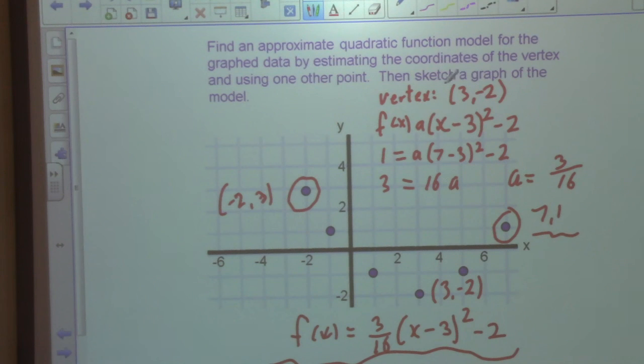Basically, you're going to use your justification, and you're also going to be asked to sketch a graph of that. Okay? So is that going to be very hard?